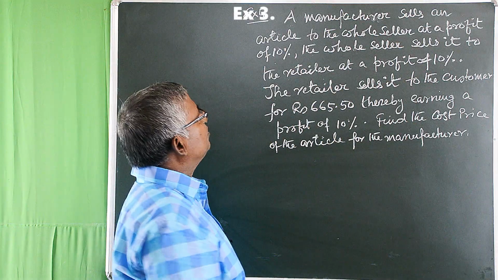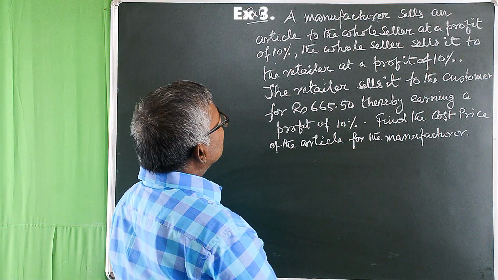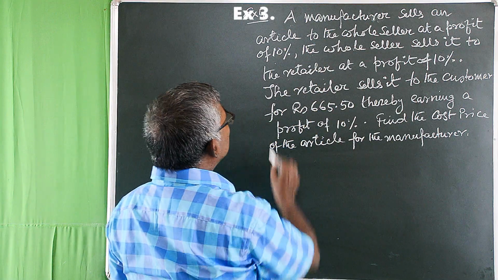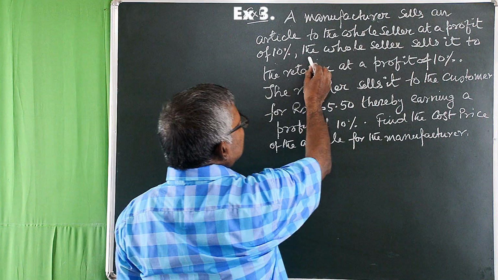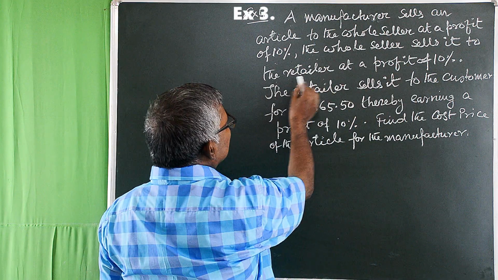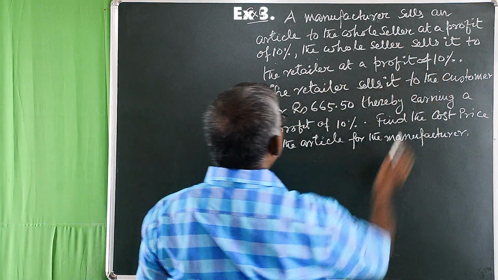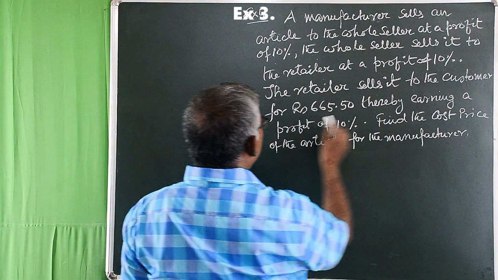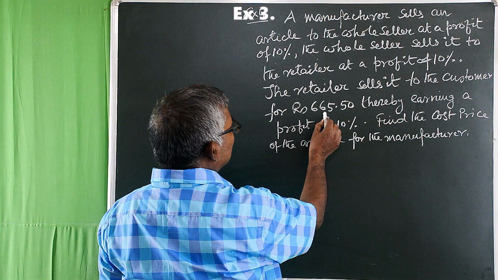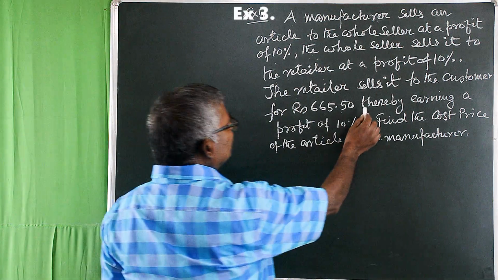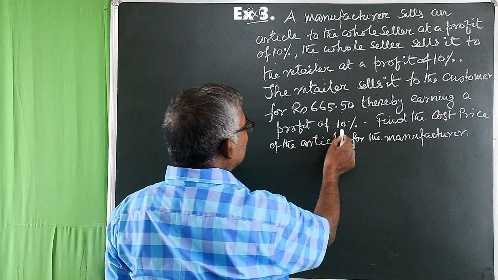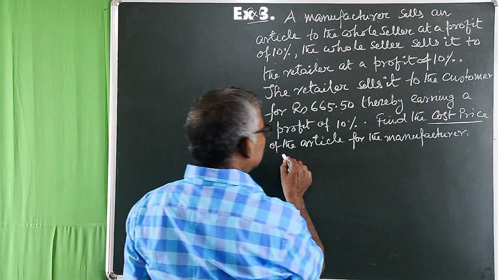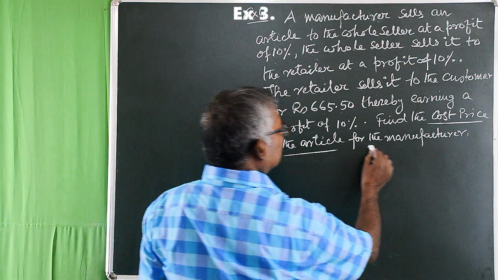Students, let us consider the third problem. A manufacturer sells an article to the wholesaler at a profit of 10%. The wholesaler sells it to the retailer at a profit of 10%. The retailer sells it to the customer for rupees 665.50, thereby earning a profit of 10%. Find the cost price of the article for the manufacturer.